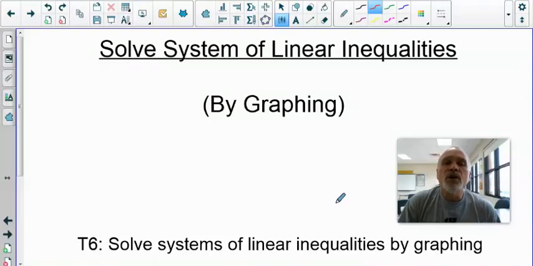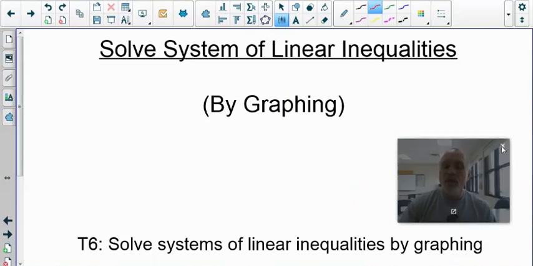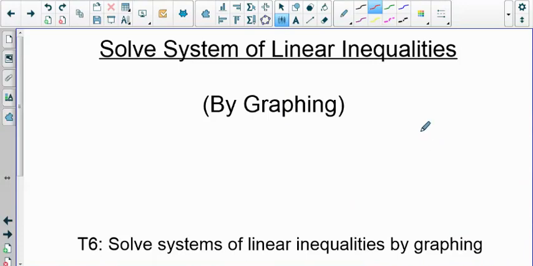Hello everyone. Today we're going to learn how to solve a system of linear inequalities. We're going to do that by graphing. Before we get started, we're going to get rid of this. This part right here, as you might remember, we would start off with systems of linear equations, which we're not doing today, but they're similar.